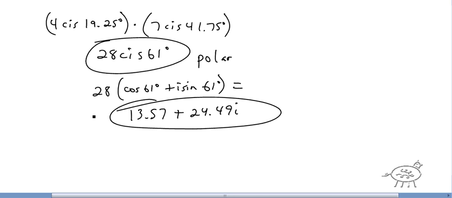Okay? So that's really it for the multiplication and the quotient property.